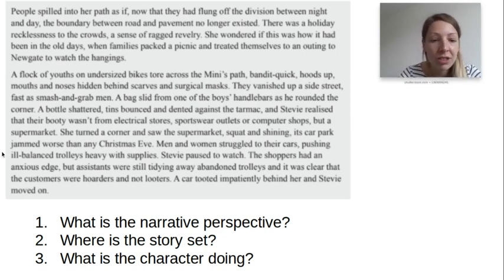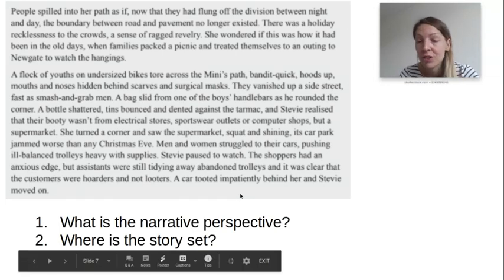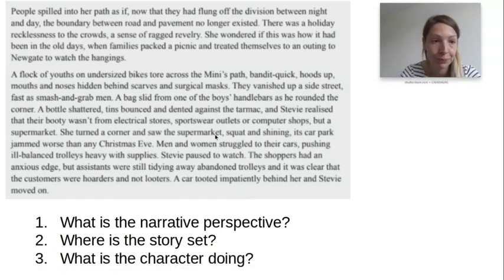Okay, let's go through some answers. Narrative perspective is third person. They spilled into her path. Where is the story set? I think it's clear it's set in the city here. We know it's in London, but there's a few different clues here. The supermarket, the gang of youths. She's driving through the city. Question 3, that's what she's doing. She's driving through the city.